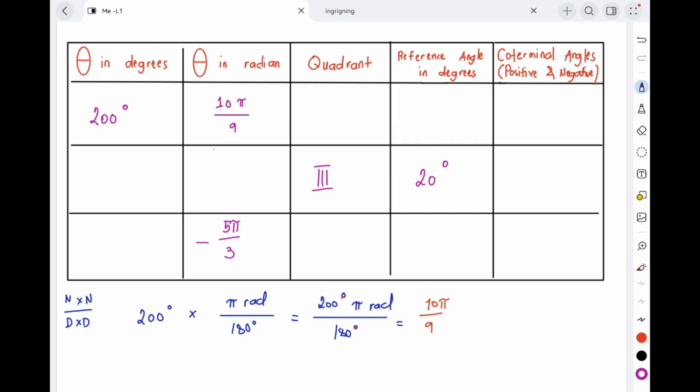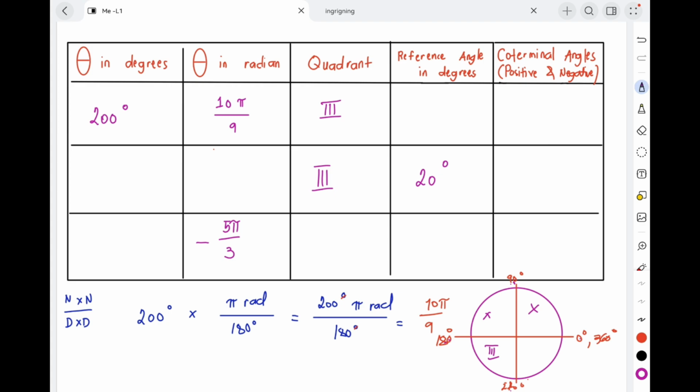Now let's try to look for the quadrant. For example, this is our circle. This is the y-axis, this is the x-axis. So this is 0 degrees, this is 90 degrees, 180 degrees, this is 270 degrees, and this is 360 degrees. So where is the 200 degree angle? It is not in 0 to 90, and not in 90 to 180. In 180 to 270, it is located here. So it is in quadrant 3.